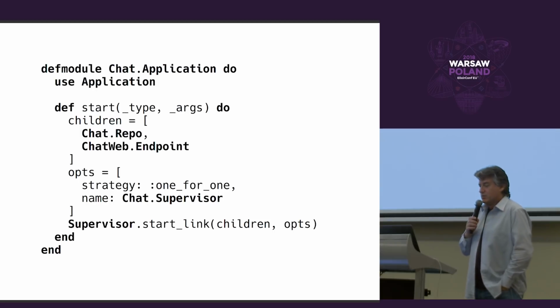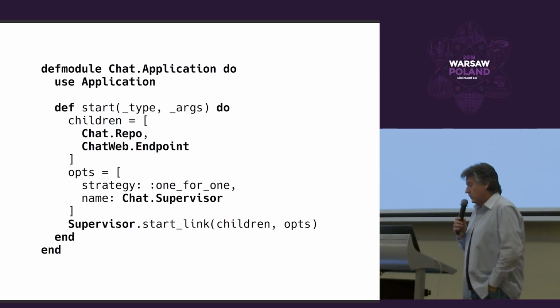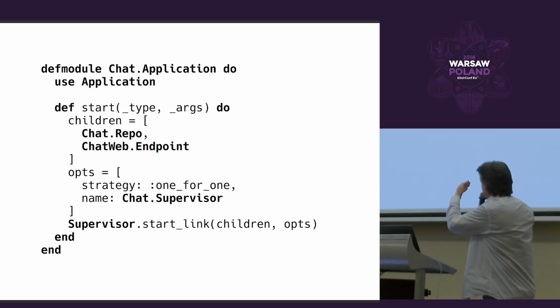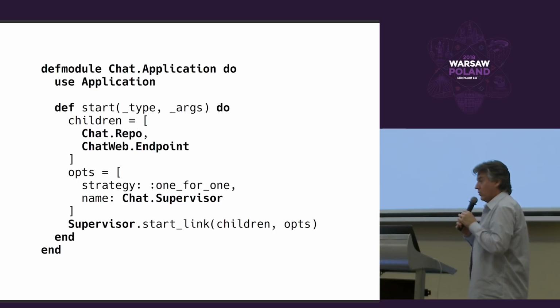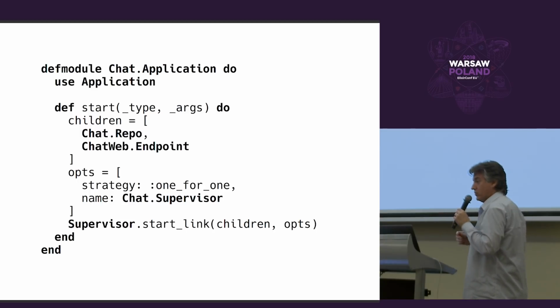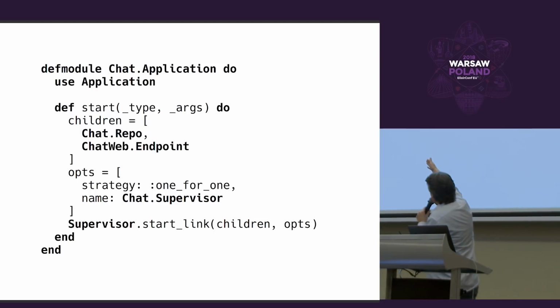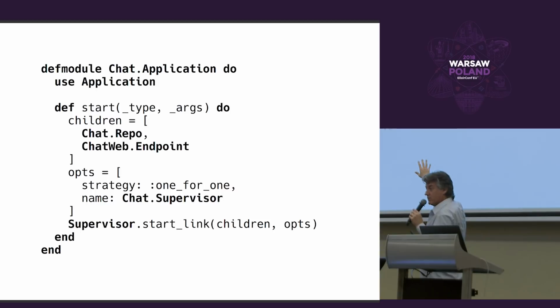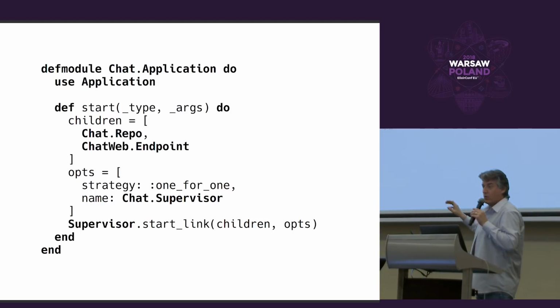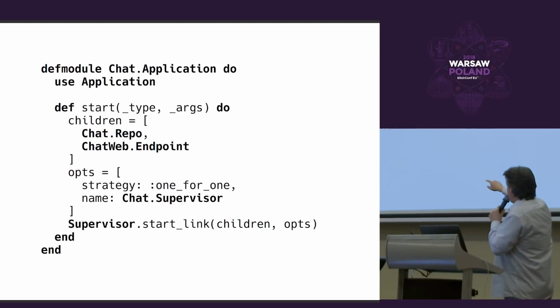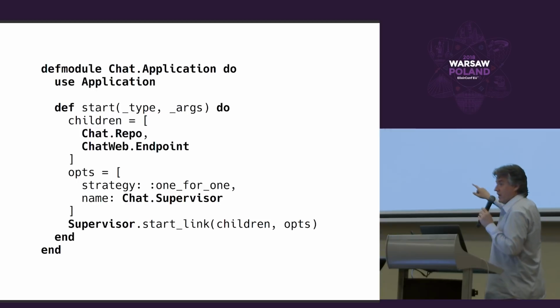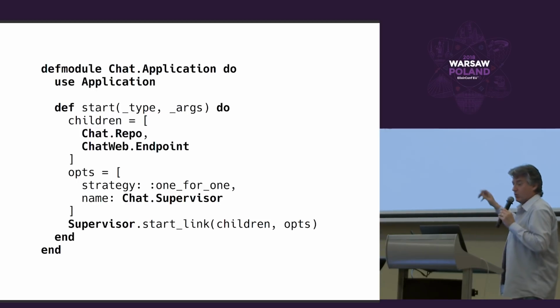This is also the application callback module of a Phoenix application. You will recognize this. This is where you declare the repo, you declare the endpoint. This file is the application callback module of your OTP application. Note that at the end, you will start a supervisor, which is the contract of this callback.